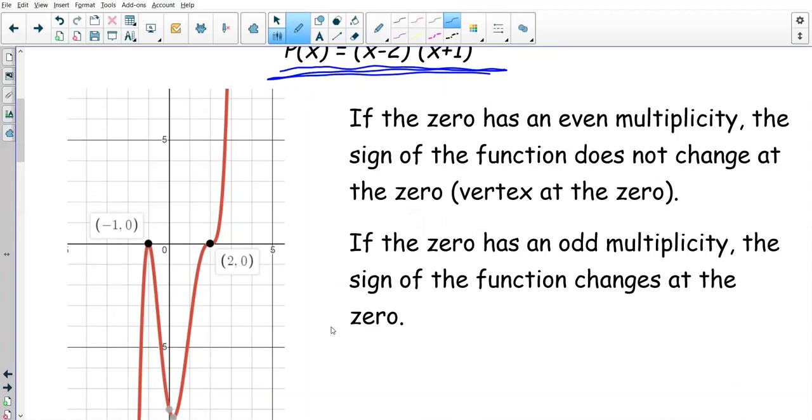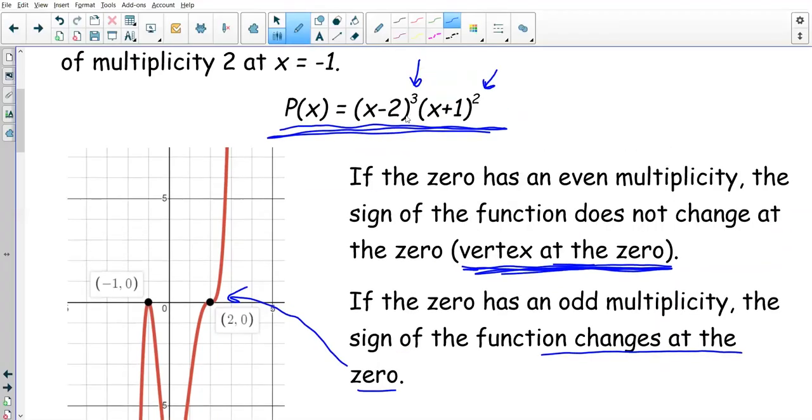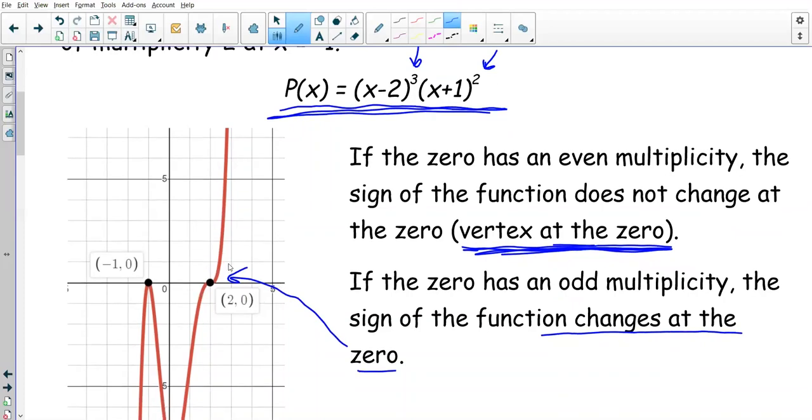If I have an even multiplicity at that root, then I'm going to have a vertex at that point. So the function does not change signs. If I have an odd multiplicity, then the function changes signs at the zero. So we can see that happens right here at that x equals 2 point, right? It has a multiplicity of 3, so the function's going to change signs, which means it's just going to pass through the zero and continue.